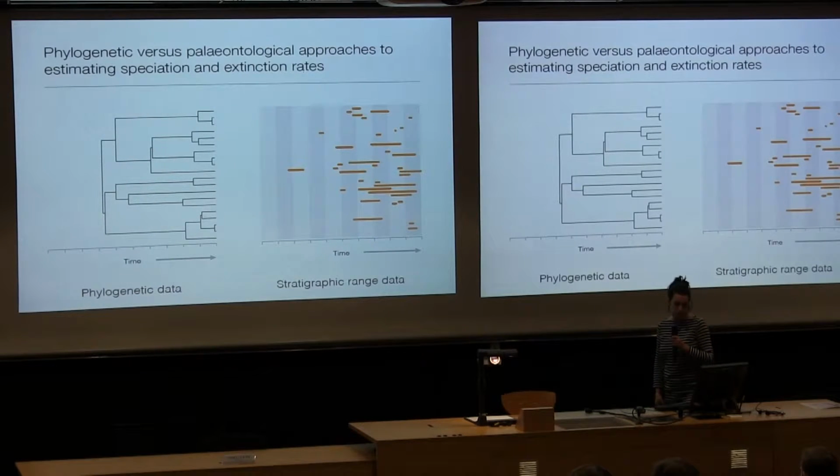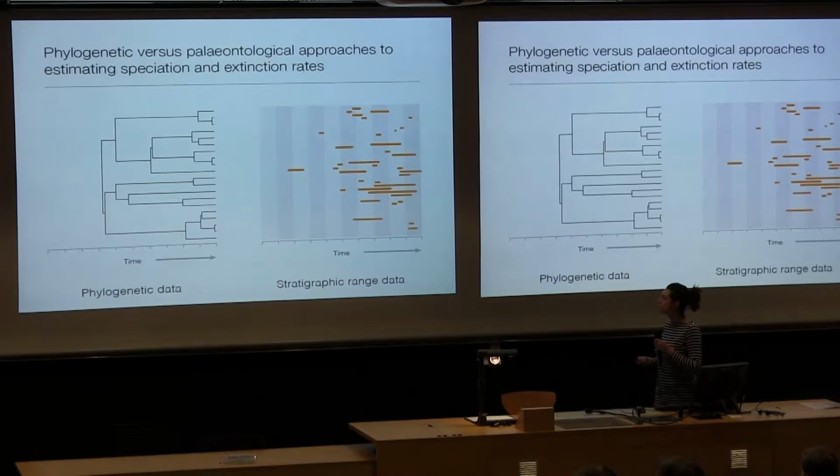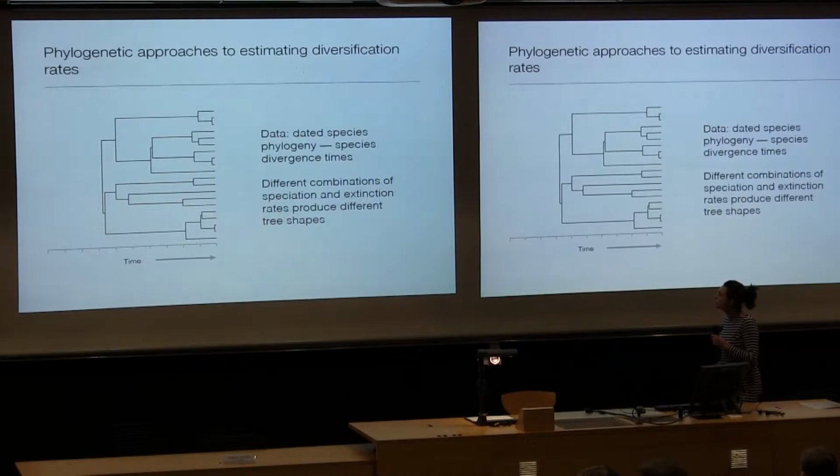The approaches that we have for estimating speciation and extinction rates can be broadly placed in two categories: phylogenetic approaches, based on phylogenetic data, and paleontological approaches, which take as input stratigraphic range data. Phylogenetic approaches use dated species phylogenies, and they use the information in the distribution of species divergence times. This is because different combinations of speciation and extinction rates lead to different tree shapes, so we can estimate these parameters from this data.